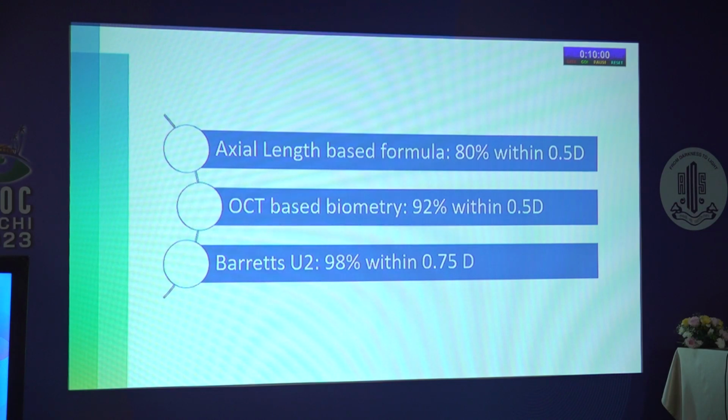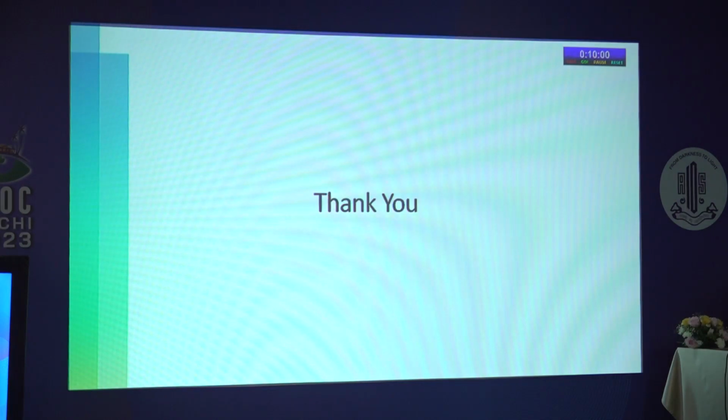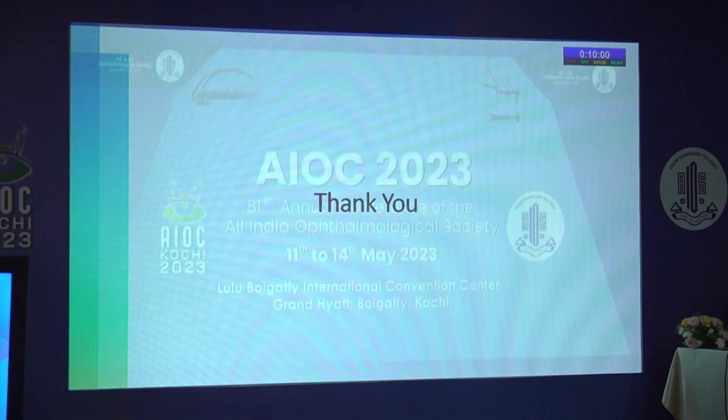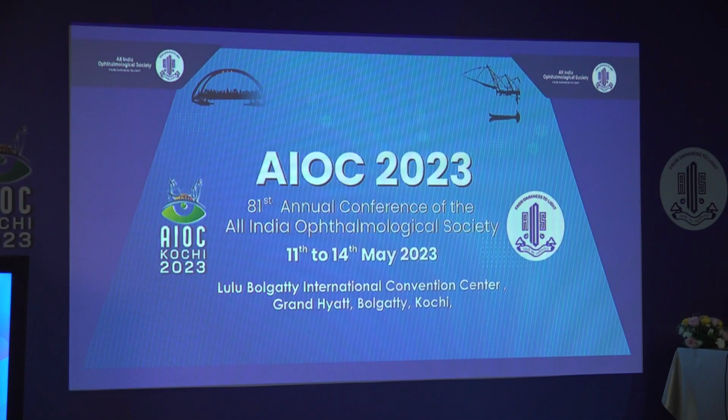Barrett's has 98% of errors within 0.75 predicted error. In spite of all these IOL power calculations, a lot of predictive errors occur. We undercorrect by about 6 diopters and we see next day post-operatively it's just about 2 or 3 diopters. It's not always as predicted. I think it takes still longer for us to come to a predicted error of 0. I don't know whether it is possible at all.